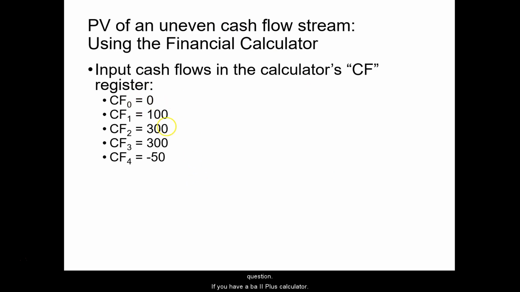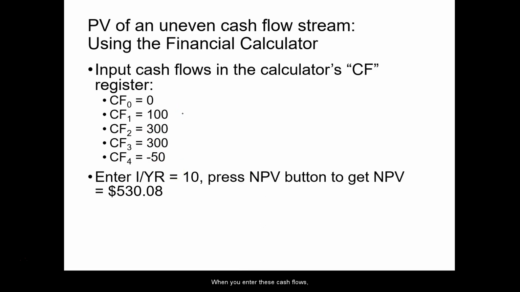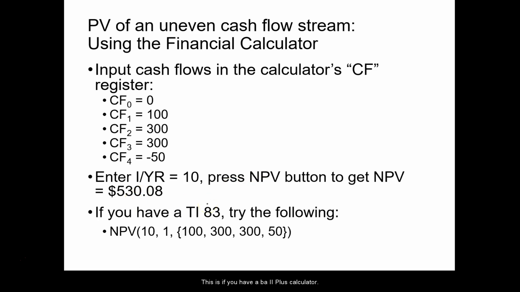Your CF0 should be 0. Then the next cash flows should be 100, 300, 300, and negative 50. When you enter these cash flows, make sure you have F01, F02, F03, F04 all being just 1, because you have one of each of these cash flows. And then once you press the NPV button, it will ask you for the interest rate. So enter 10 as 10% interest rate. Then press the NPV button, compute, and get the NPV. It should be 530.08. This is if you have a BA2 Plus calculator.